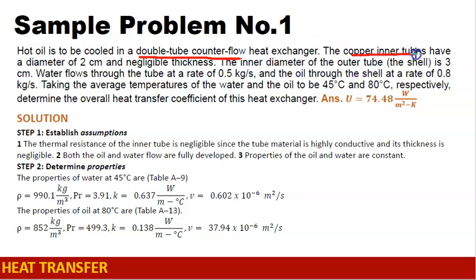So the inner tube has a diameter of 2 cm with negligible thickness. The inner diameter of the outer tube shell is 3 cm. The water flows through the tube at a rate of 0.5 kg per second and the oil through the shell at a rate of 0.8 kg per second.